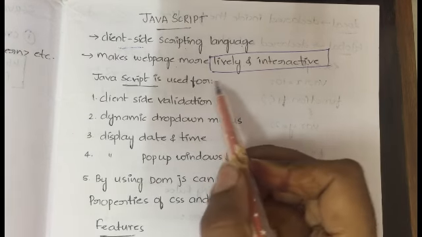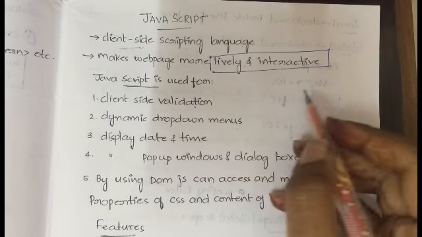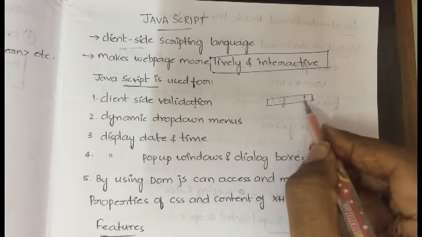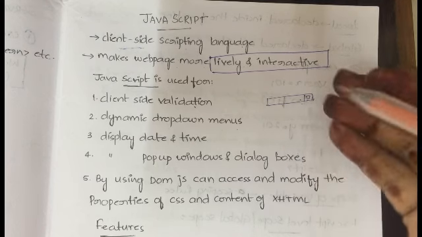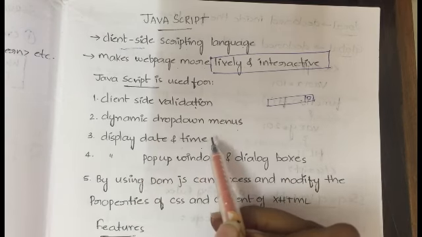JavaScript is used for client-side validation and dynamic drop-down menus. You'll have a drop-down list, right? This is a drop-down list, and you'll be having some items in it. You can create a drop-down list using HTML also, but in JavaScript you can create a dynamic one. That means according to the basic inputs given by the user, the drop-down list may change dynamically. So dynamic drop-down menus you can create, and you can also display date and time using JavaScript.